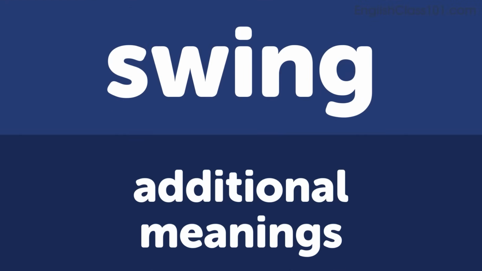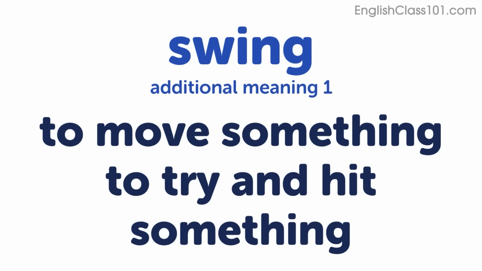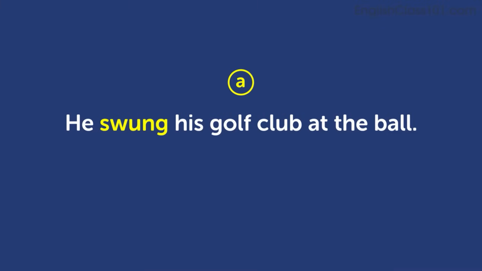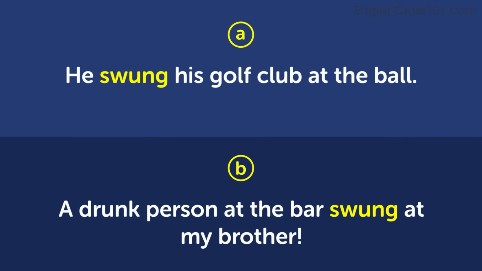Now let's take a look at some additional meanings for this verb. The first additional meaning is to move something, to try and hit something. So the movement happens in order to try and hit something else. Examples. He swung his golf club at the ball. A drunk person at the bar swung at my brother.